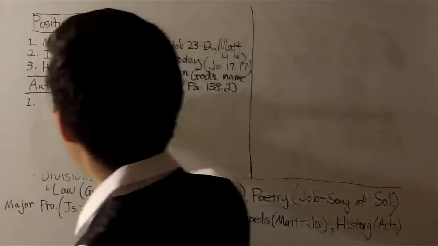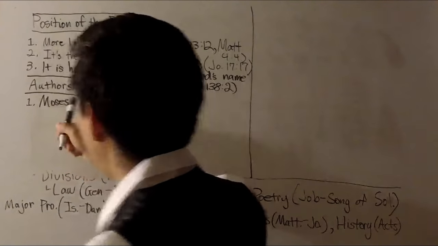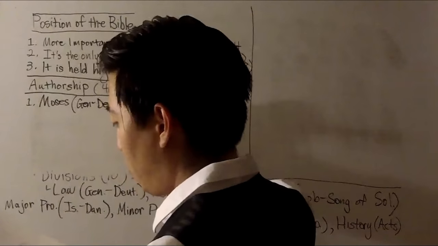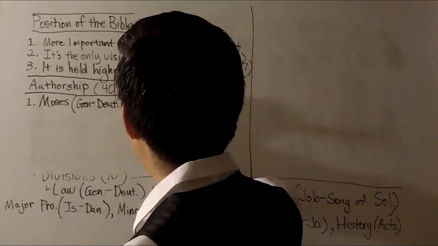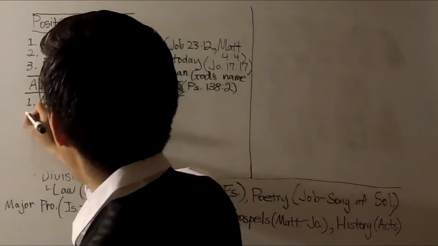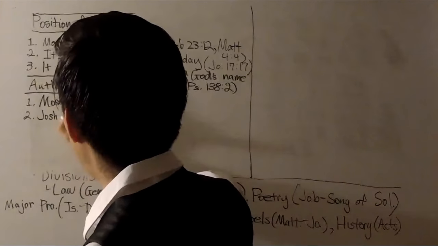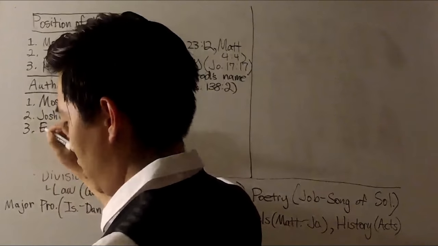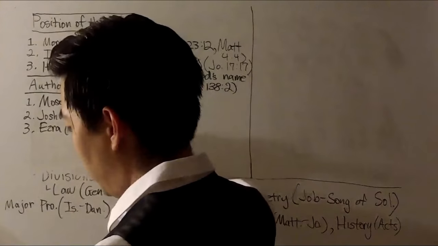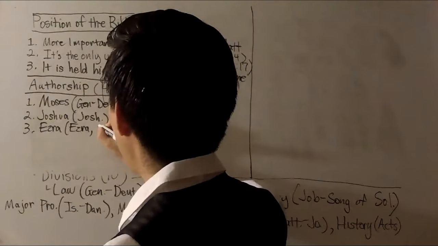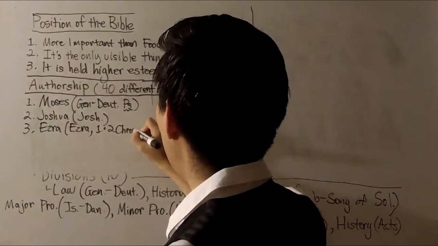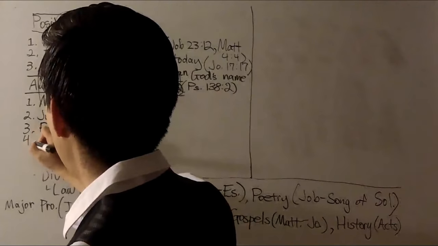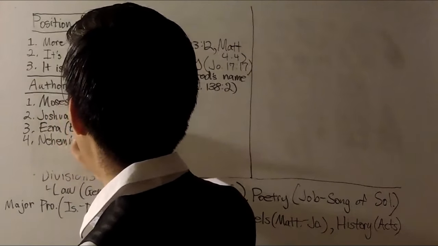Ready? Here we go. One is going to be Moses. He's going to be covering from Genesis through Deuteronomy, and perhaps some of Psalms. Second one is Joshua. Obviously, we know what he wrote, the book of Joshua. Third is Ezra. Obviously, we know that he wrote the book of Ezra. But here's another thing you perhaps didn't know. He probably also wrote 1st and 2nd Chronicles. The other one is Nehemiah. Obviously, we know he wrote the book of Nehemiah.